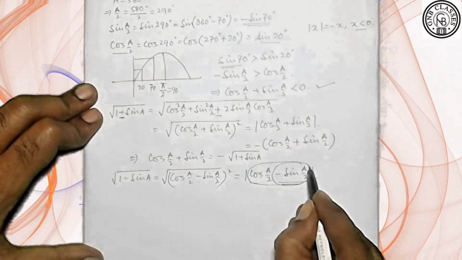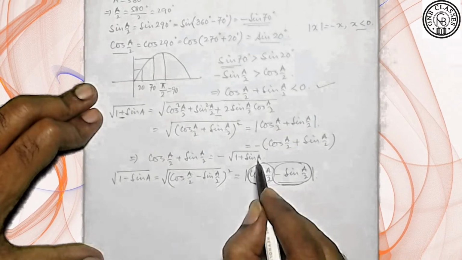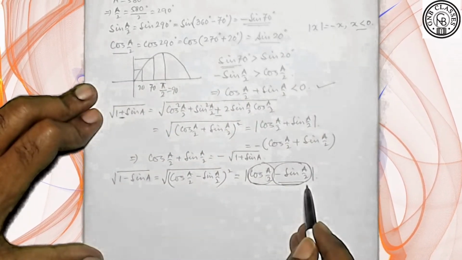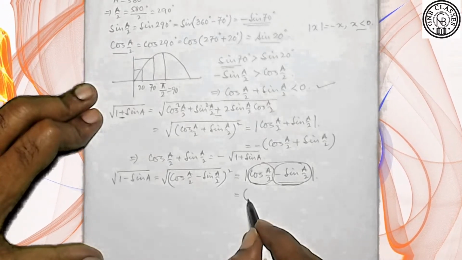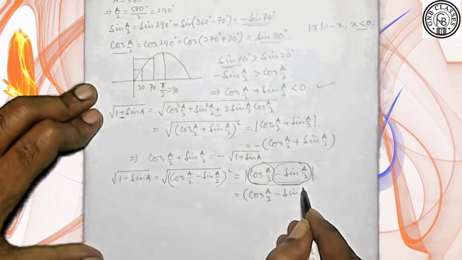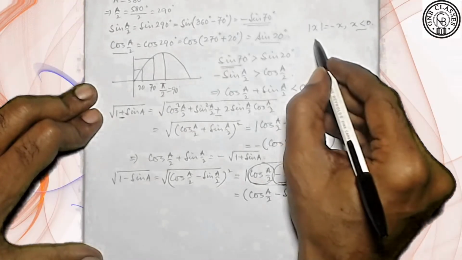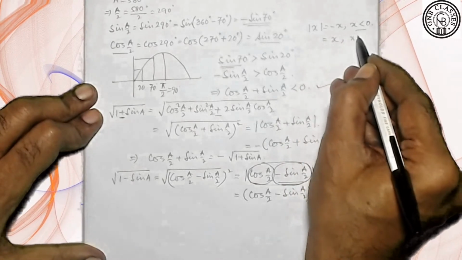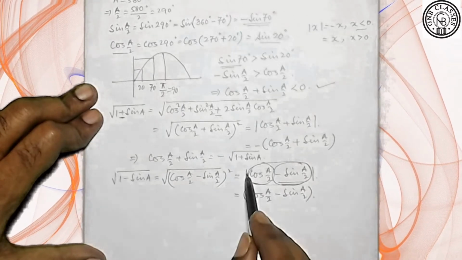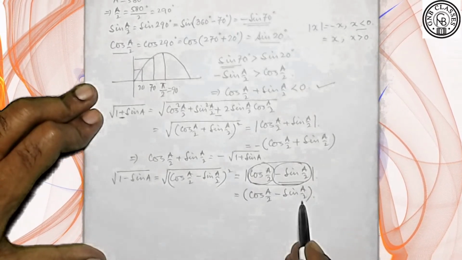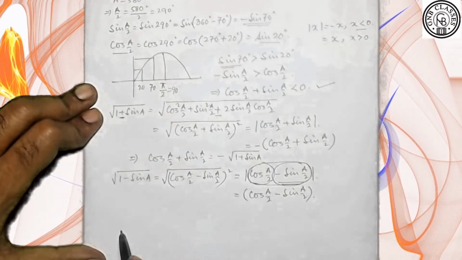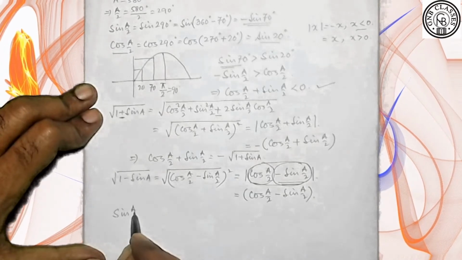So this expression is positive, as well as cos A by 2 is positive because cos A by 2 is sine 20, which is positive. Therefore, cos A by 2 minus sine A by 2 is positive. Therefore, removing the mod sign, we can write this as cos A by 2 minus sine A by 2. Are you with me? Because we know that mod x can be written as x when x is greater than 0. And here cos A by 2 minus sine A by 2 is greater than 0. Therefore, we can remove the mod sign and write simply cos A by 2 minus sine A by 2.